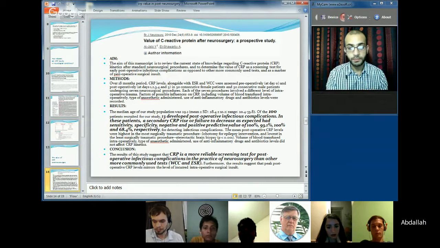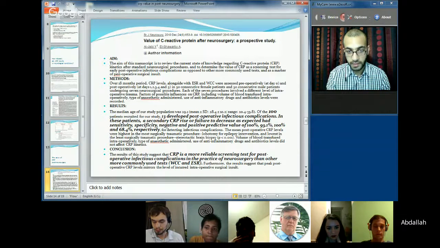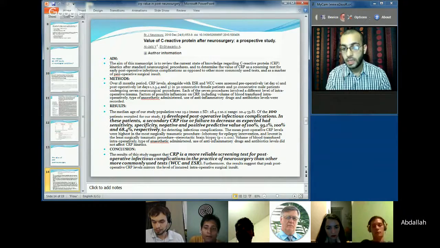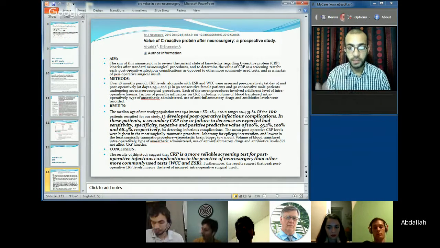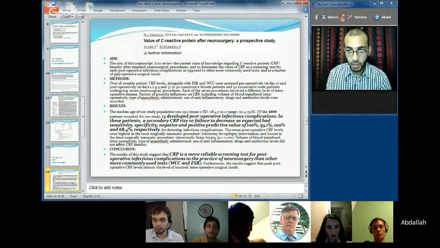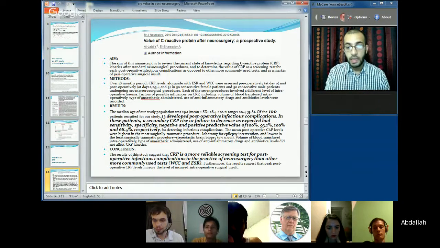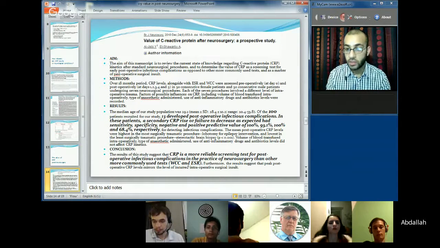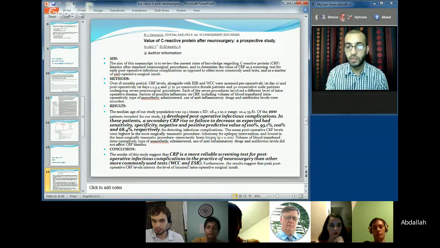And we can see here it says that the sensitivity, specificity, negative and positive predictive values were 100%, 93.1%, 100%, and 68.4% respectively. So the sensitivity, specificity, negative and positive predictive values for the CRP were all significant in that case. And that means that CRP is a more reliable screening test for post-operative infectious complications in the practice of neurosurgery, other than ESR, for example, erythrocyte sedimentation rate, because in that study, those markers were tested as well, and CRP had better results than ESR.